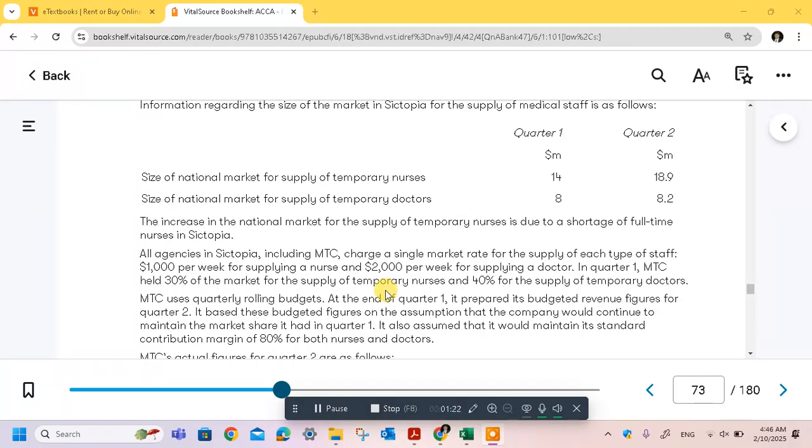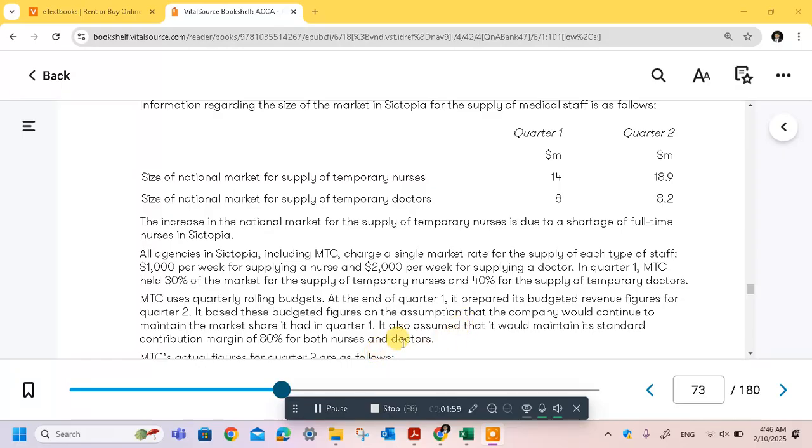All agencies in Sictopia, including MTC, charge a single market rate for the supply of each type of staff: $1,000 per week for supplying a nurse and $2,000 per week for supplying a doctor. In quarter 1, MTC held 30% of the market for the supply of temporary nurses and 40% for the supply of temporary doctors. MTC uses quarterly rolling budgets. At the end of quarter 1, it prepared its budgeted revenue figures for quarter 2.